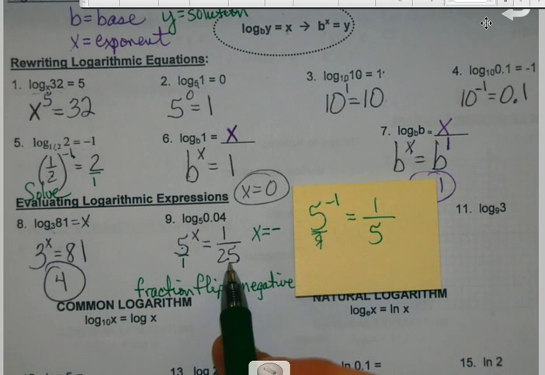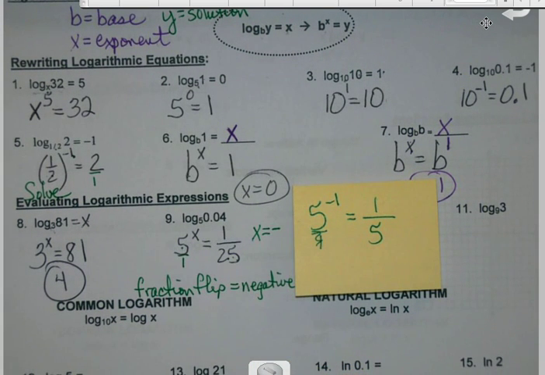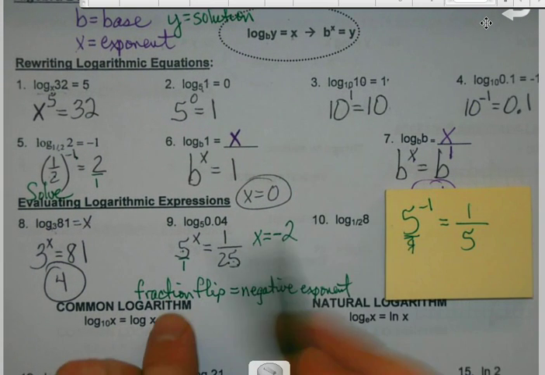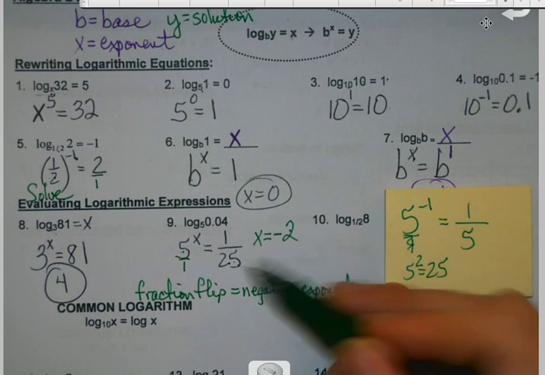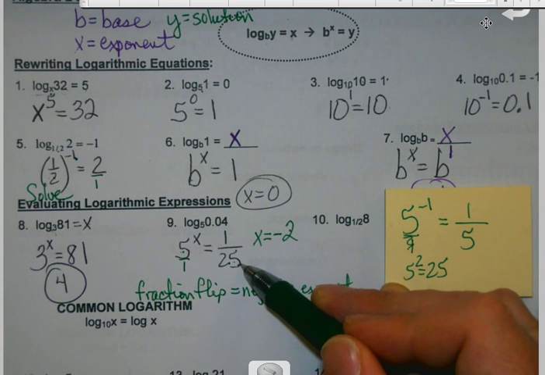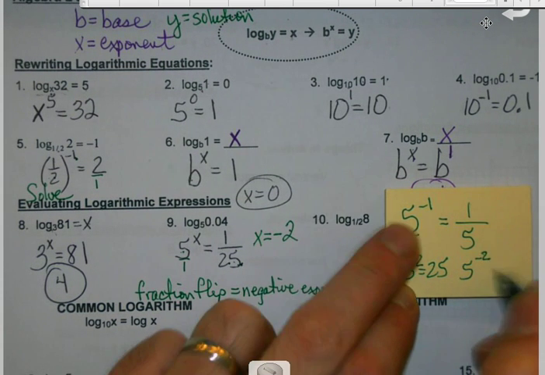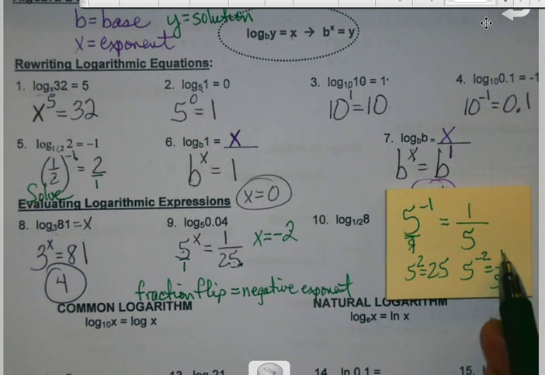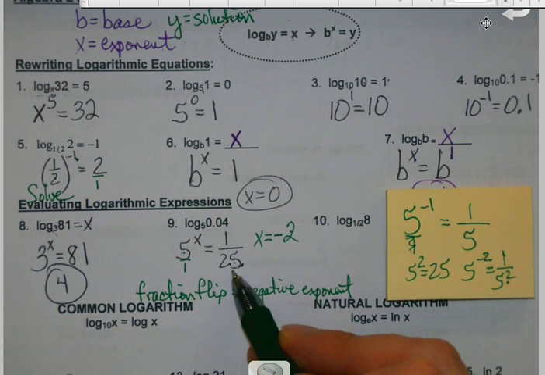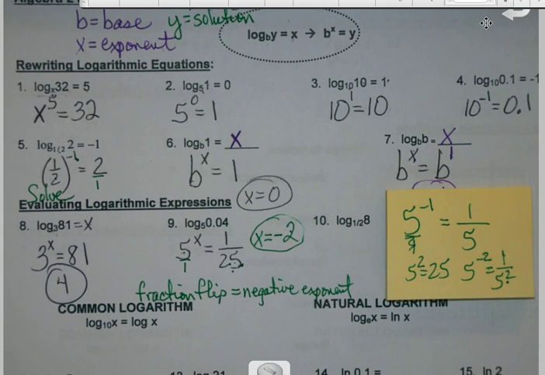I want 1/25. So 5 to what power gets me to 25? 2. Okay, so 5 squared gets me the 25 part. But I want the 25 down below. I need to flip it. How do I flip it? I make the 2 negative. Because then I have to flip my 5 squared. And 1/5 squared is 1/25. So anytime you go from a whole number to a fraction, or a fraction to a whole number, we've got to use a negative exponent.